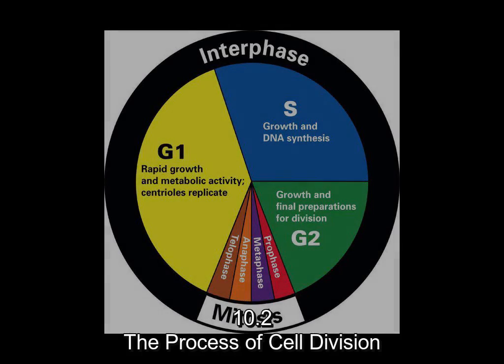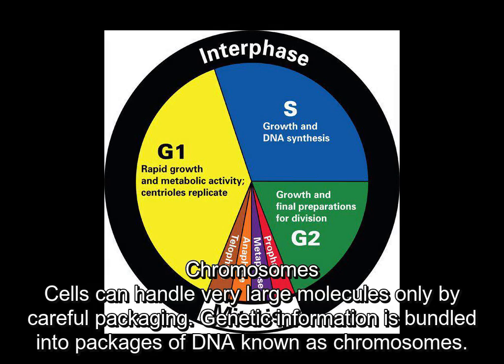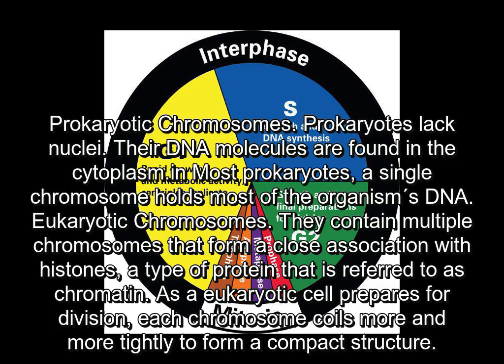The process of cell division. Chromosomes. Cells can handle very large molecules only by careful packaging. Genetic information is bundled into packages of DNA known as chromosomes. Prokaryotic chromosomes. Prokaryotes lack nuclei. Their DNA molecules are found in cytoplasm. In most prokaryotes, a single chromosome holds most of the organism's DNA.